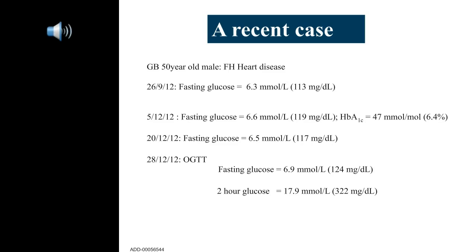The fasting glucose was 6.9 millimoles per liter. Again, impaired fasting glycemia. But the 2-hour value was 17.9 millimoles per liter, 322 milligrams per deciliter, a definite diagnostic criterion for diabetes. But is this patient diabetic or not? That is the question. The following year, hemoglobin A1C cut the 6.5% level for diabetes. This goes to show that the diagnostic criteria for hemoglobin A1C and for glucose diagnose different individuals.